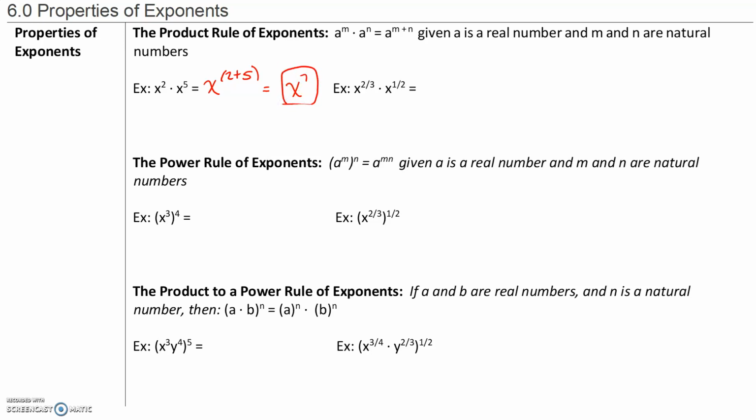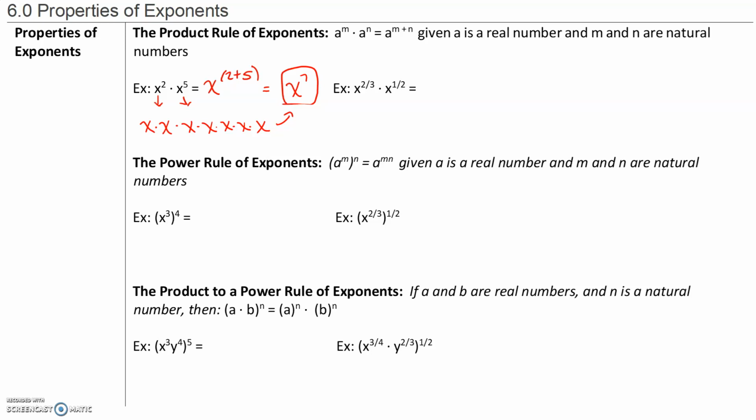Now, why is this true? Well, x squared means you have your base x multiplied 2 times. X to the fifth means you have your base x multiplied 5 times. So how many x's total are we multiplying together? We got 1, 2, 3, 4, 5, 6, 7, which is how we get x to the seventh. So if you multiply the same base, add the exponents.